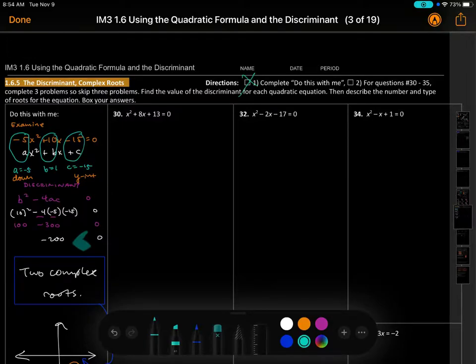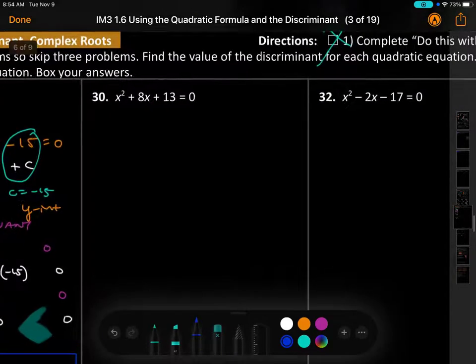For questions 30 to 35, go ahead and complete 3 problems, so skip 3 problems, and find the value of the discriminant for each equation, then describe the number and type of roots for the equation. Number 30. Is it in standard form? It is. Let's go ahead and get our A, B's, and C's.